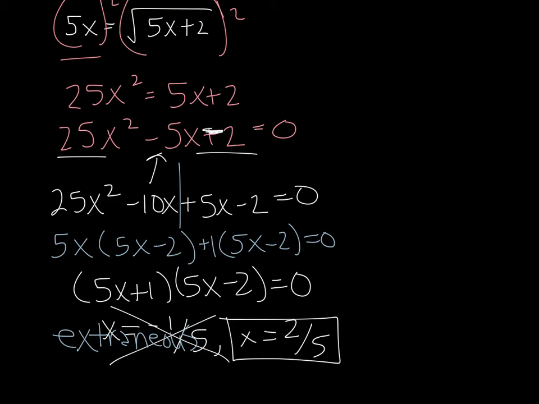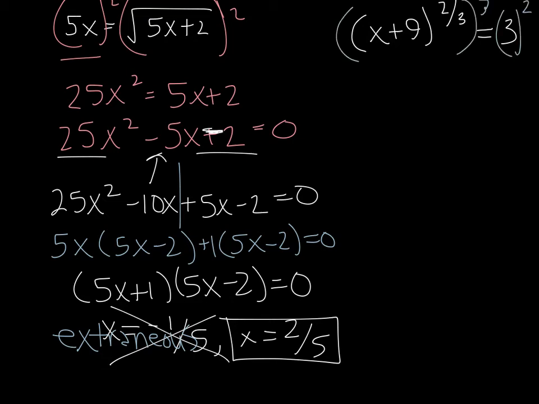So I'll do another one here. If you have (x plus 9) to the 2/3 equals 3. For problems like this, first I would get rid of the cube root, so get rid of the 3 in the denominator. Now you're going to have (x plus 9) squared equals 9. Then you take the square root.